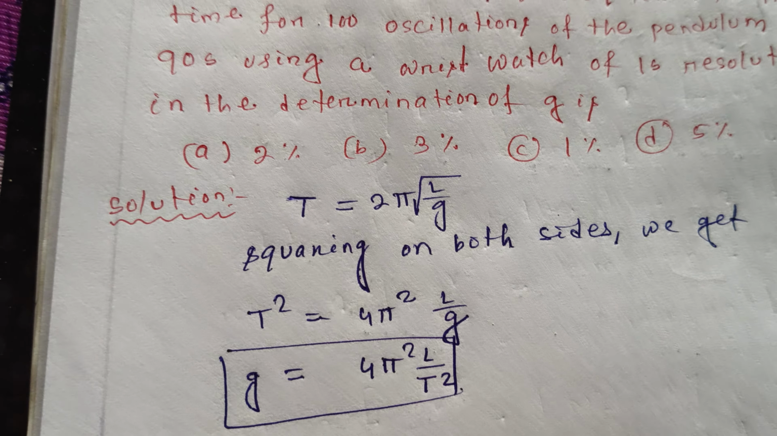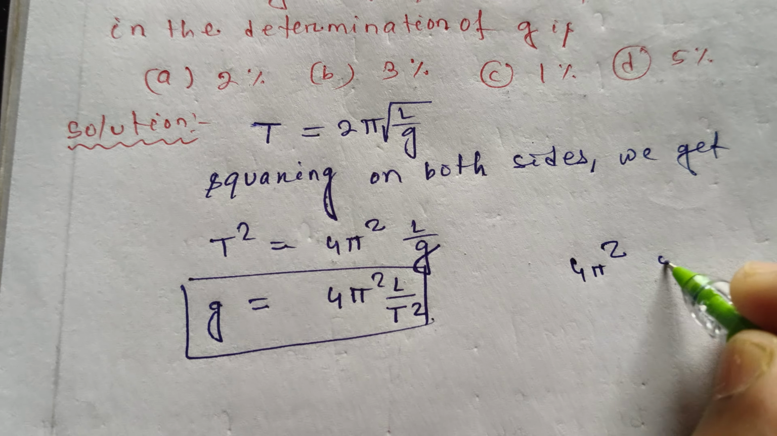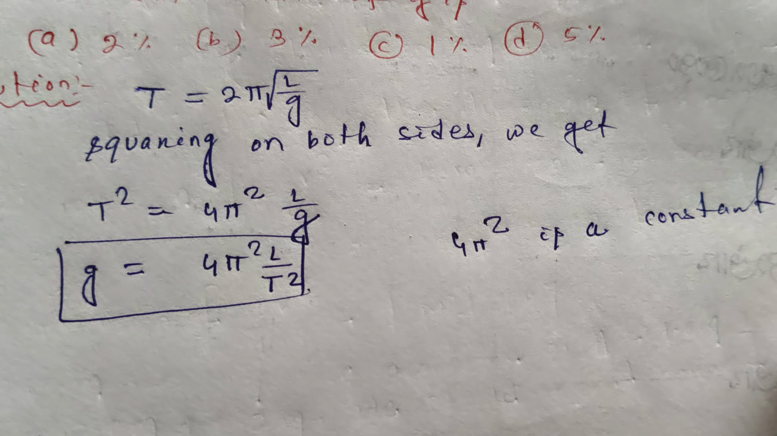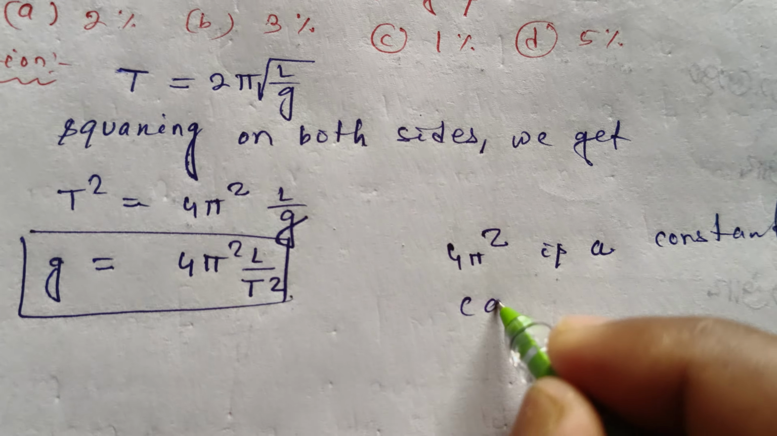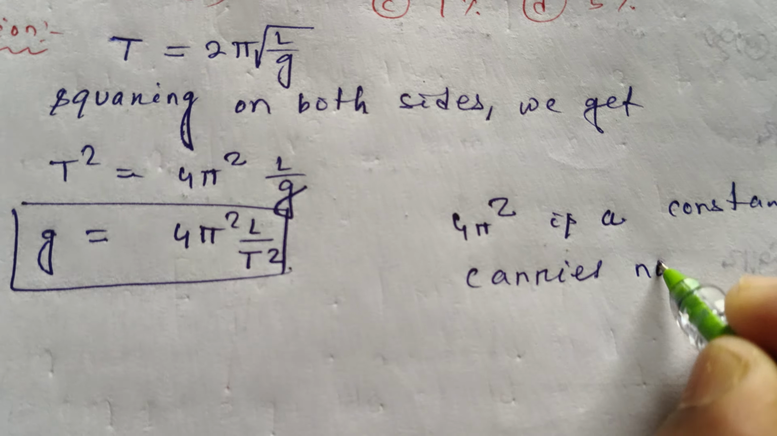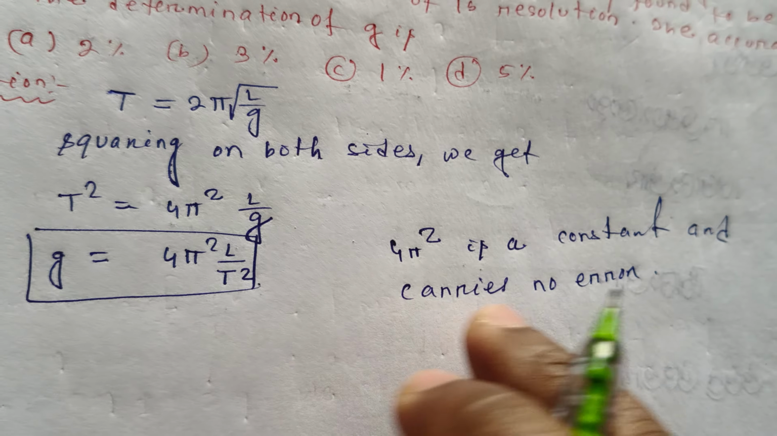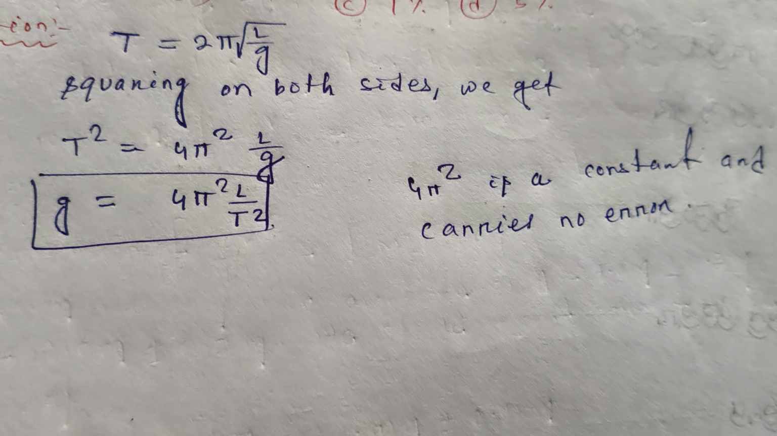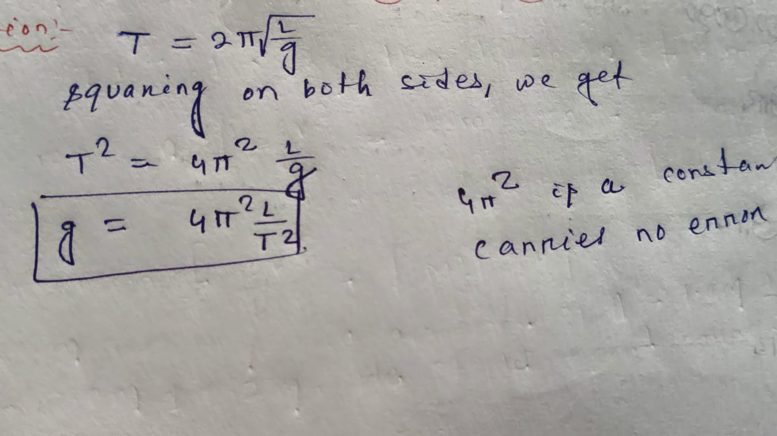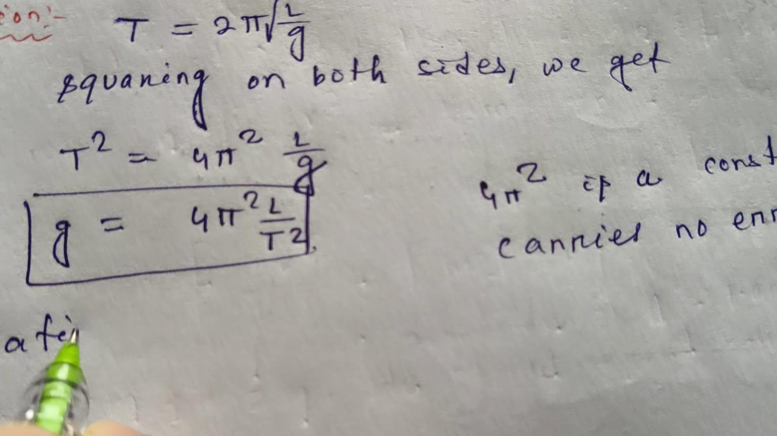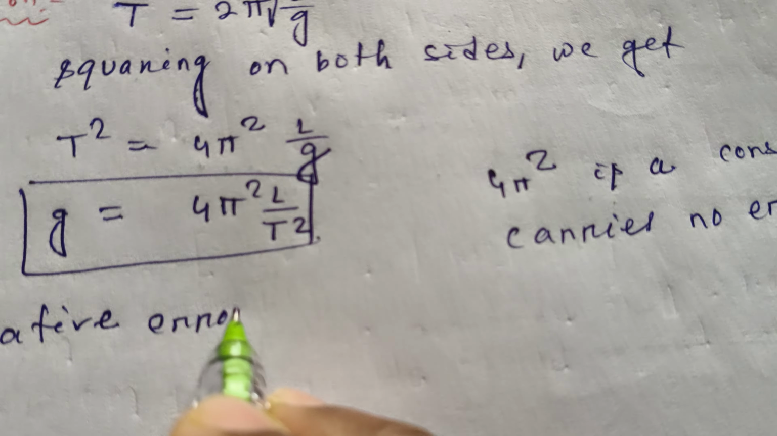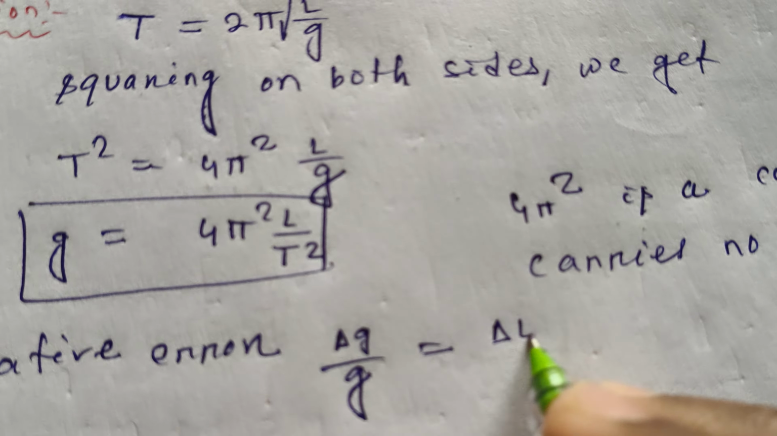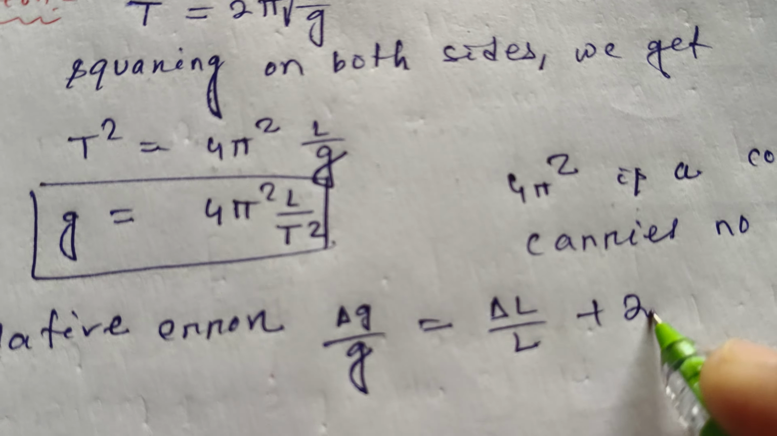But here the 4π square is a constant. A constant carries no error, so the definite value, no error. 4π square is constant, that is no error. Okay, and the relative error formula: del g by g is equal to del L by L plus 2 times del T by T.